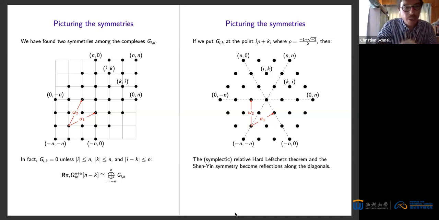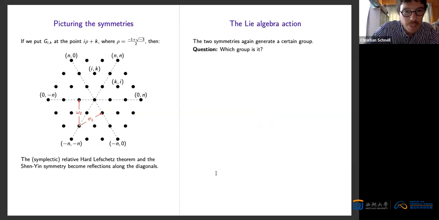Okay, so now we're going to repeat this quiz from earlier. So the same kind of thing we did for the Hodge diamond, right? So I have my two reflections, the one in the diagonal from hard Lefschetz, the one in the other diagonal from the symplectic hard Lefschetz, and the Shen-Yin reflection in the third diagonal. Again, these reflections will generate some kind of group. Can you see what sort of group is generated here?